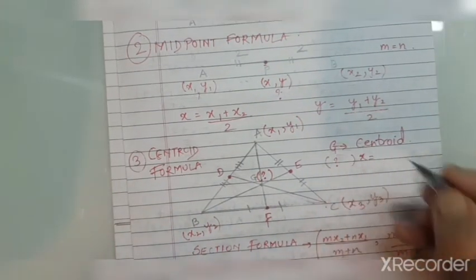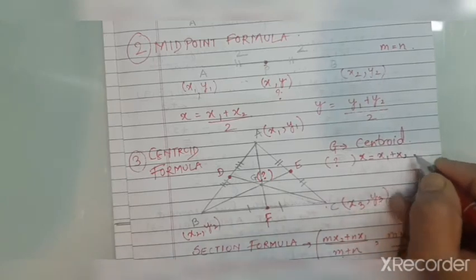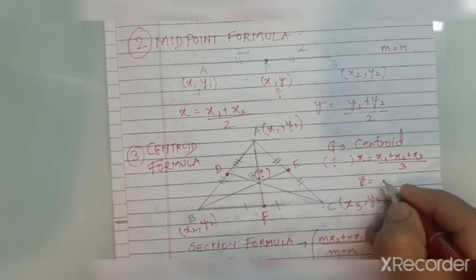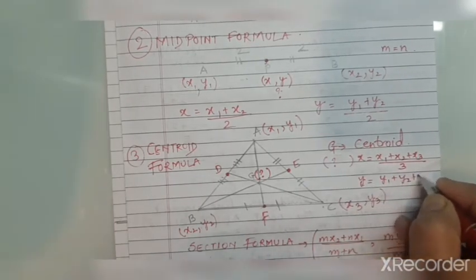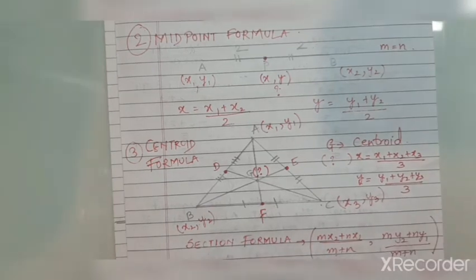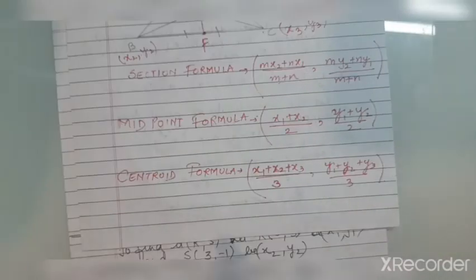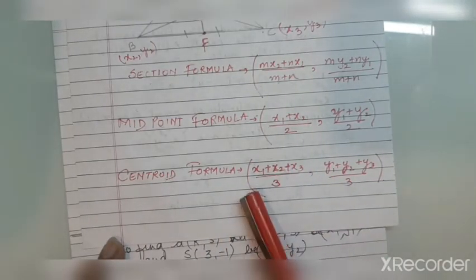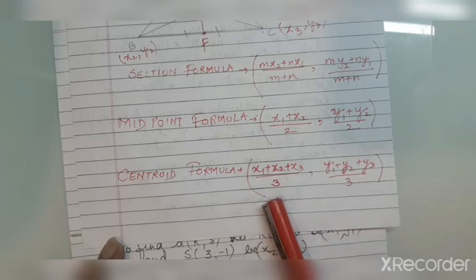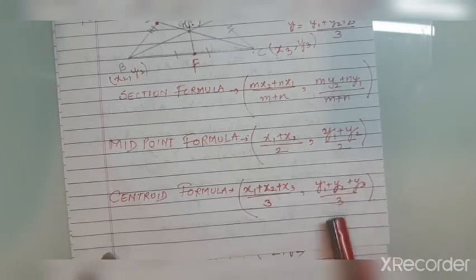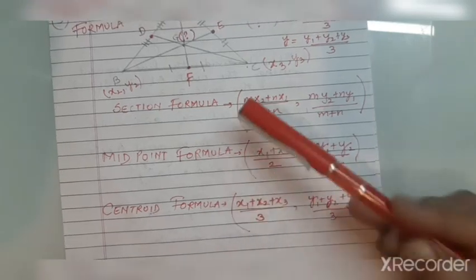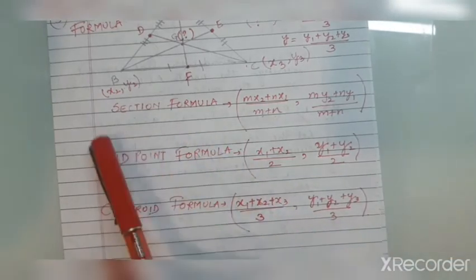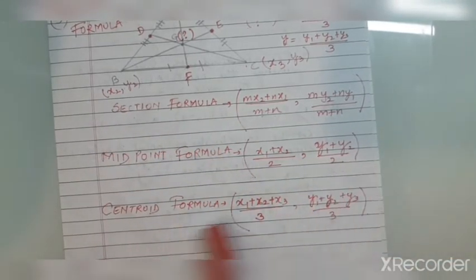Okay, so here I'll just try to mention here. So the x coordinate of this is x1 plus x2 plus x3 upon 3, and the y coordinate will be y1 plus y2 plus y3 upon 3. Okay, so the centroid formula, in order to find the x coordinate and y coordinate, is given as x1 plus x2 plus x3 upon 3 comma y1 plus y2 plus y3 upon 3. Okay, so these three formulas we will need in practice set 5.2. Section formula, midpoint formula and centroid formula.